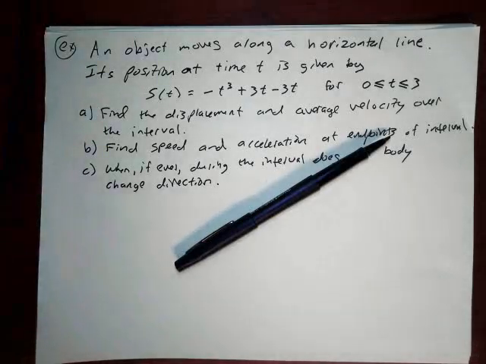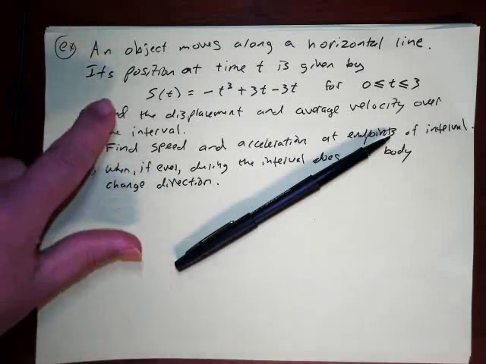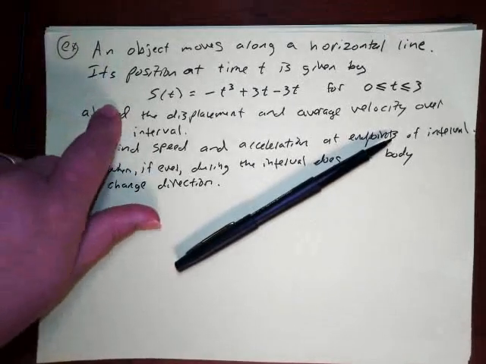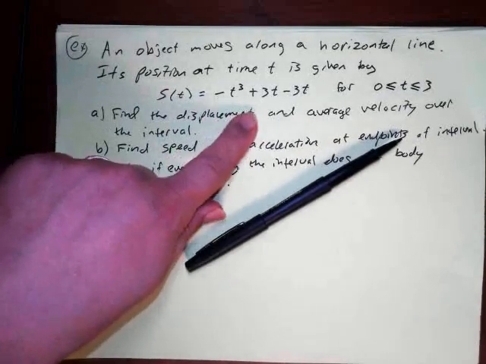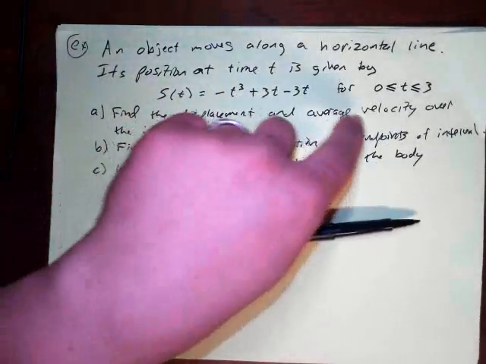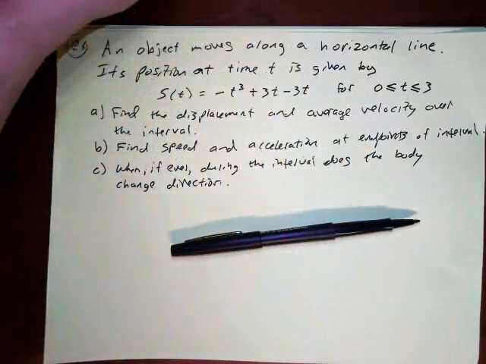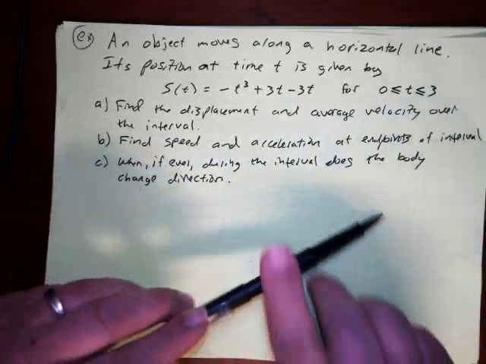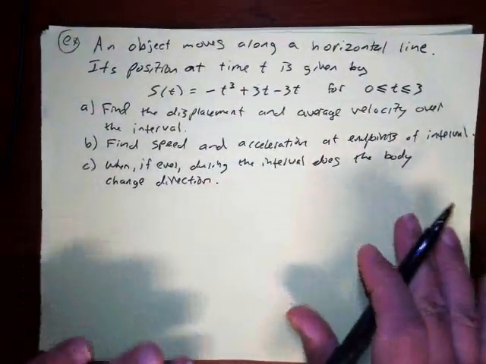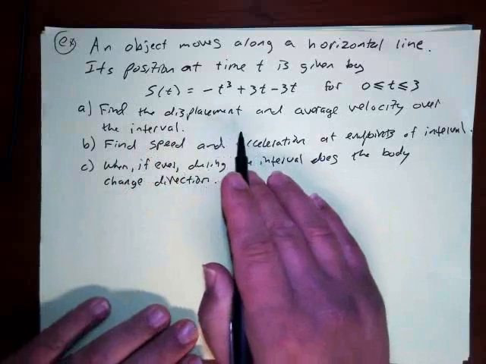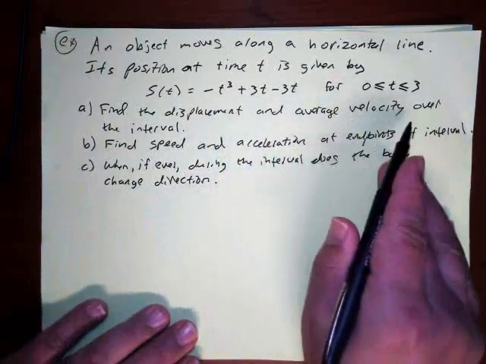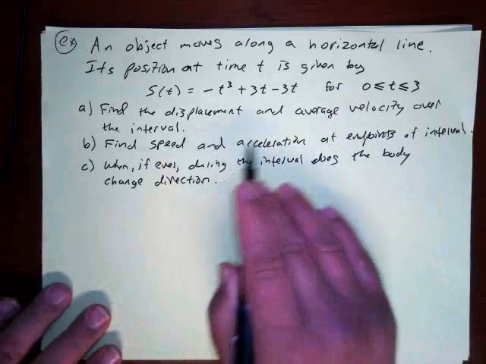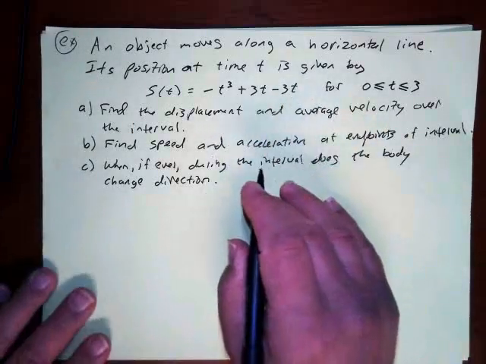Let's now look at some of the problems from this derivative as a rate of change. In this problem, we've got an object moving along a horizontal line. Its position at time t is given by this cubic polynomial, and we're going to consider it over the interval 0 to 3. First, it wants us to find the displacement over this interval and the average velocity over the interval.